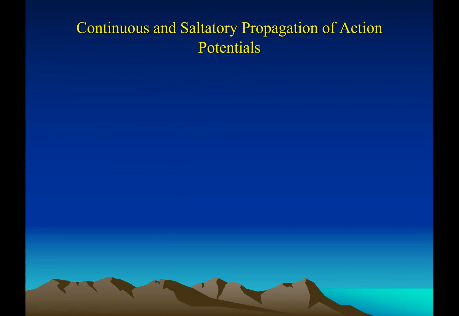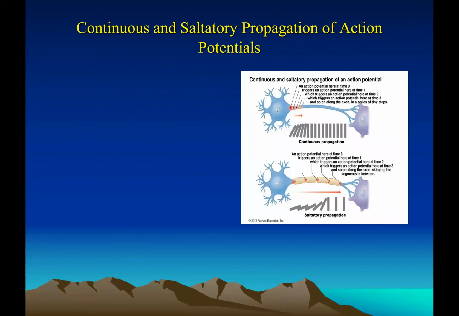Continuous can be seen in unmyelinated axons. So this is an unmyelinated axon. There is a sequential opening of the voltage-gated sodium and potassium channels all along the entire length of the axon to propagate the impulse. This is what we saw right now. This is not as fast compared to the saltatory.